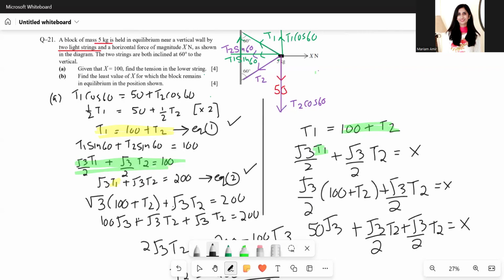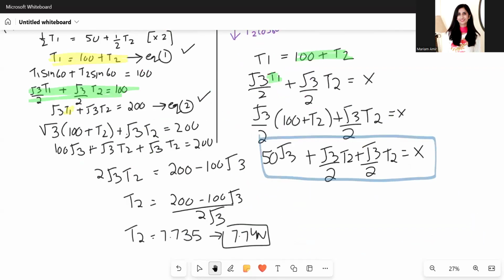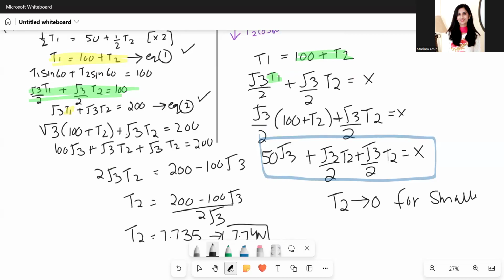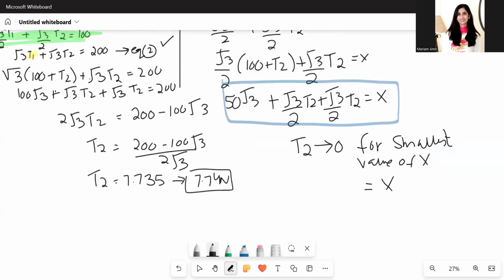Now we need the lowest possible value of x. When would this be the lowest? What should be the value of T2 so that this equation becomes lowest? It's clear that when T2 equals 0 we get the smallest value of x, which means there's no tension 2, that means there's no lower string. There's only the upper string. Then x will be equal to its lowest possible value, which is 50 root 3. And in three significant figures, it would be 86.6.